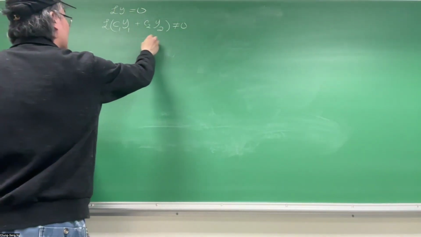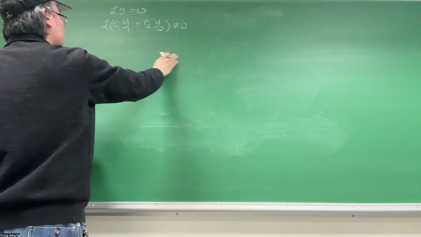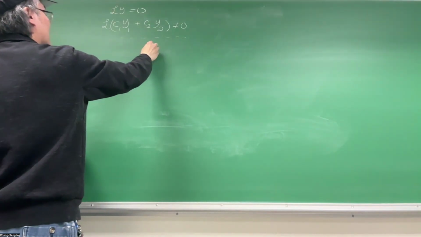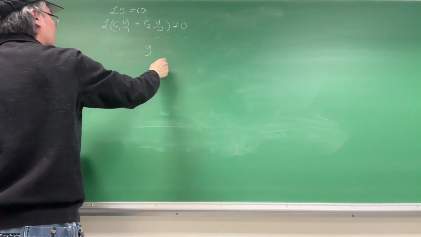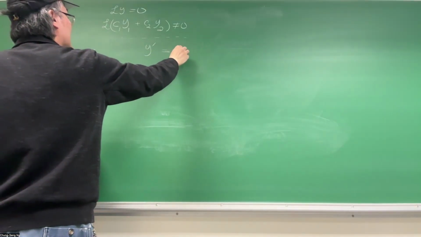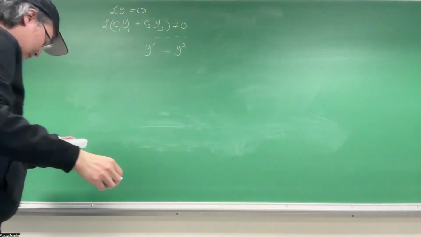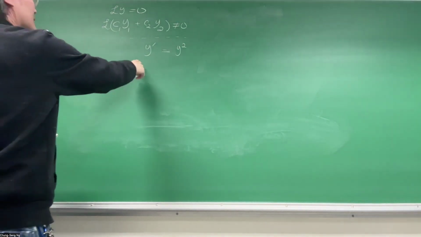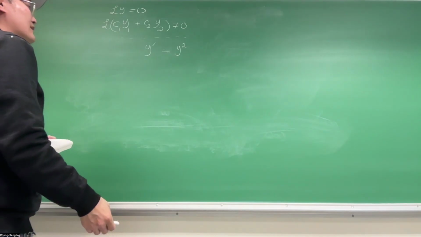It's a very simple one. Your textbook used it as one example, but you can use it for another purpose to illustrate that. A simple equation like y prime equals y squared. Obviously this is separable.